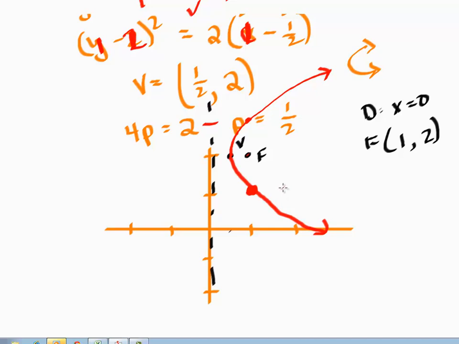So that's an example of figuring out which way it's opening, and then specifically taking one from ugly form, making it nice, and then graphing it. And that should conclude our video.